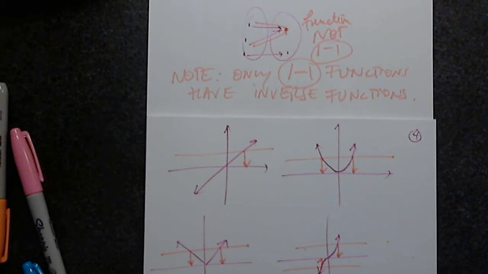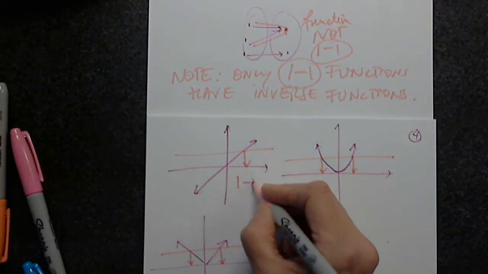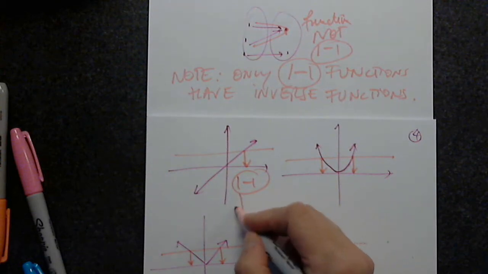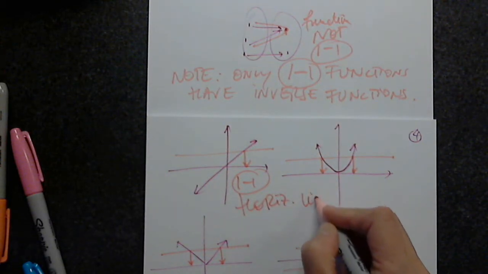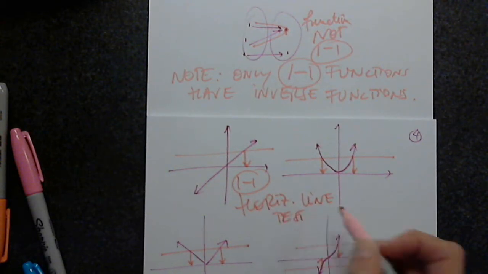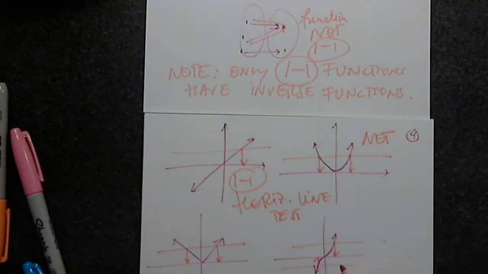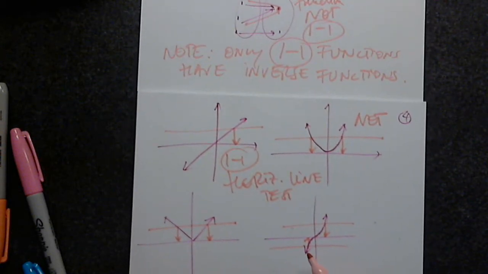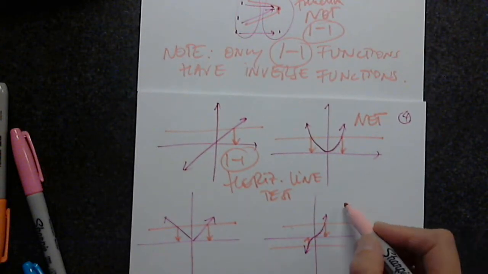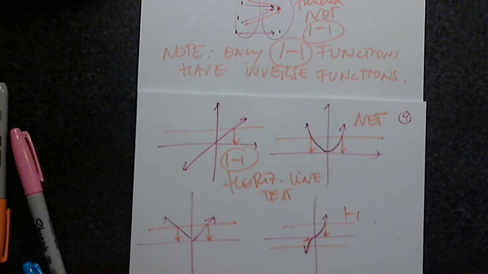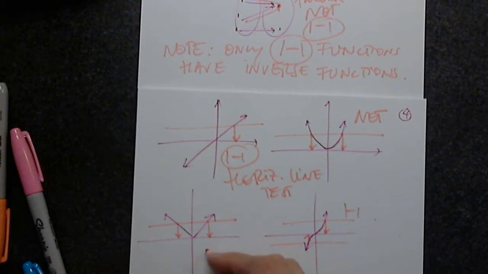So is the linear function one-to-one by the horizontal line test? Is the quadratic function one-to-one? Is the x cubed one-to-one? Yes. Is the absolute value one-to-one? No. So we use the vertical line test to identify whether it's a function, and we use the horizontal line test to identify whether the function is one-to-one.